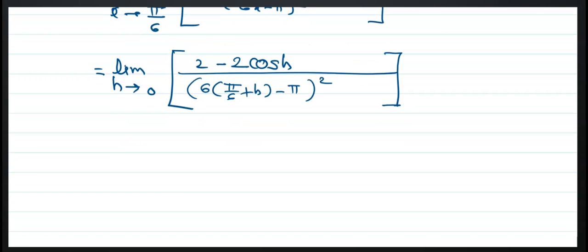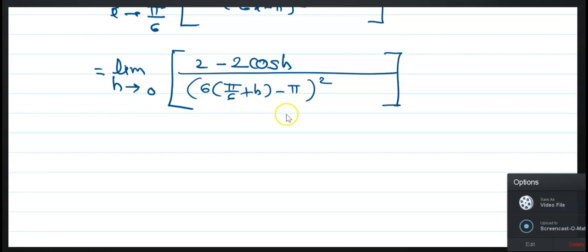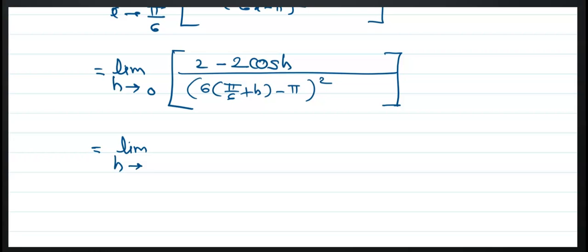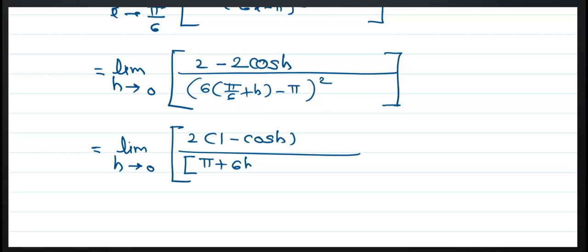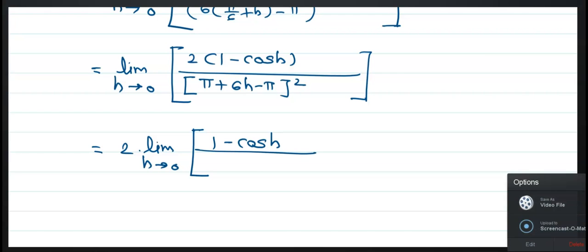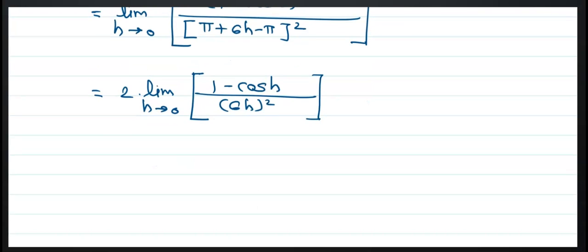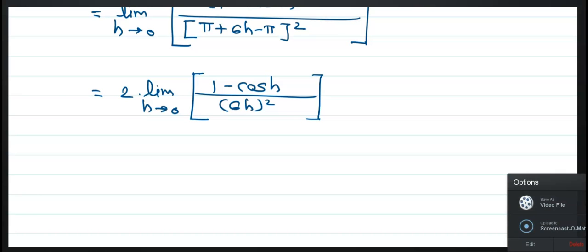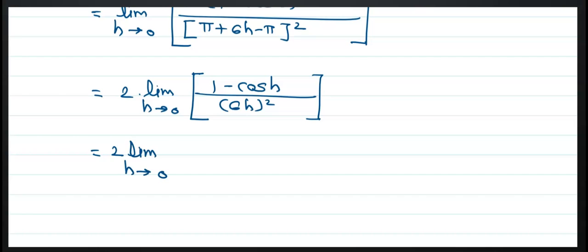Again we substitute the value, x is equal to pi by 6 plus h. Simplify: plus pi and minus pi get cancelled. Take 2 as common, bracket square, that is 2 limit h tends to 0 of 1 minus cos h upon 6h square, plus pi minus pi get cancelled. Now multiply numerator and denominator by 1 plus cos h.